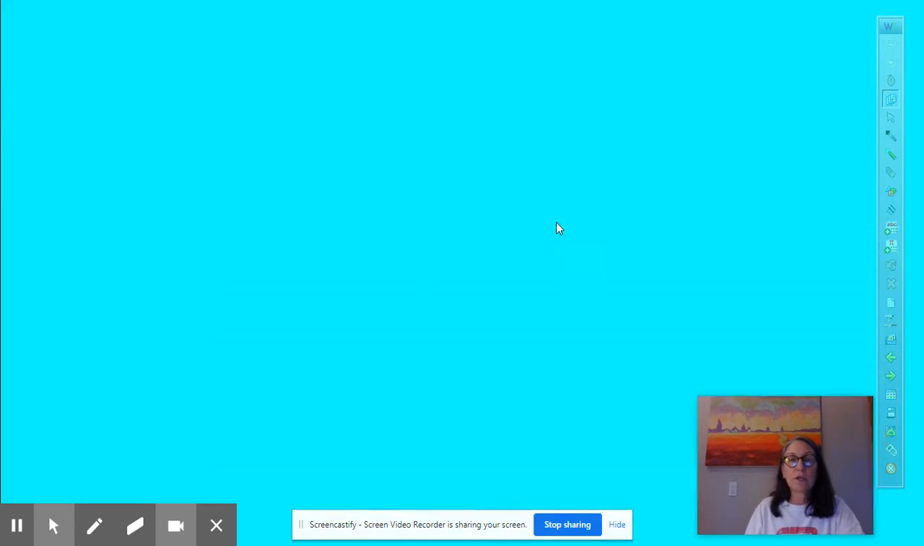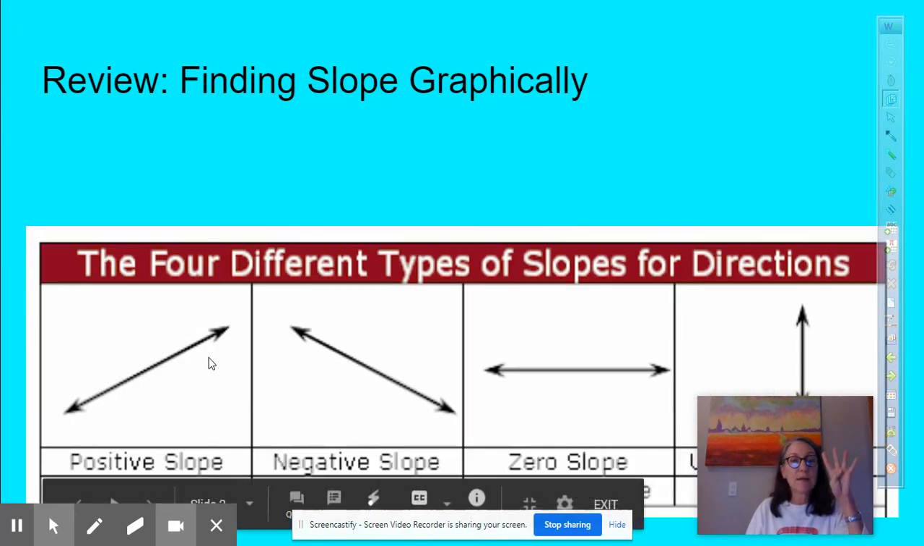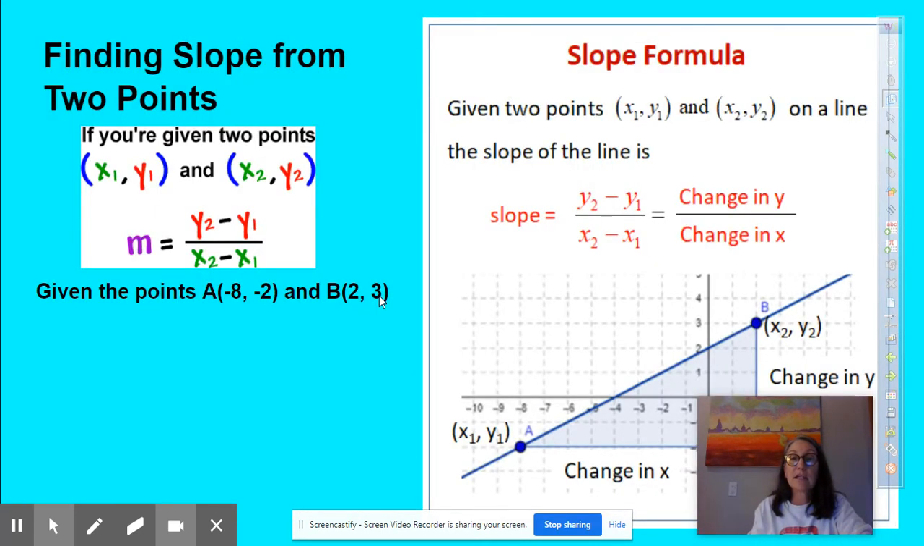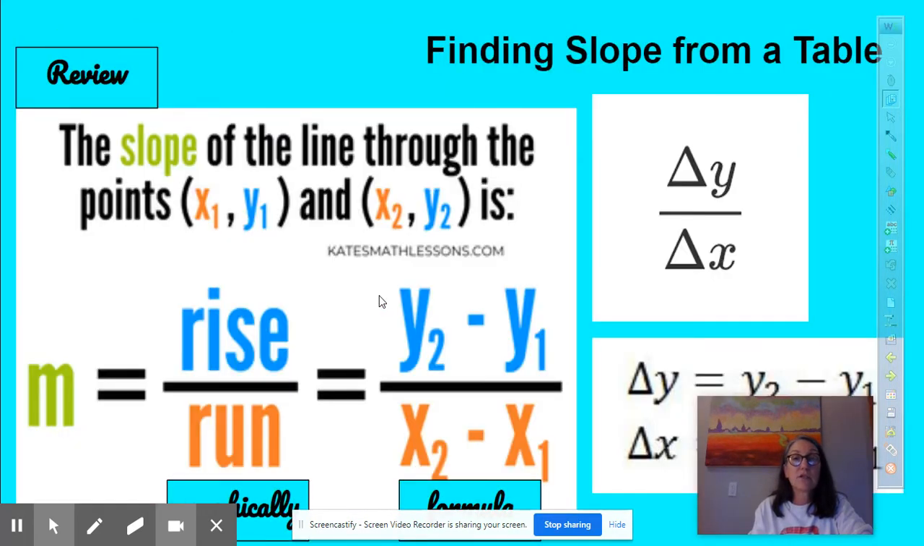Let me go forward here. Remember, there are 4 kinds of slope: positive, negative, zero, undefined. The vertical line is undefined because we can't divide by 0. And in our last lesson, we looked at the formula. And so here we are today finding the slope from a table.